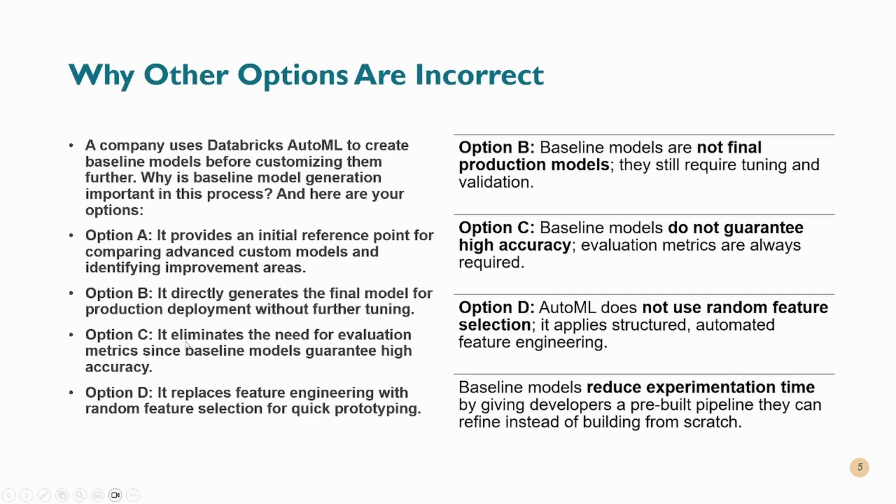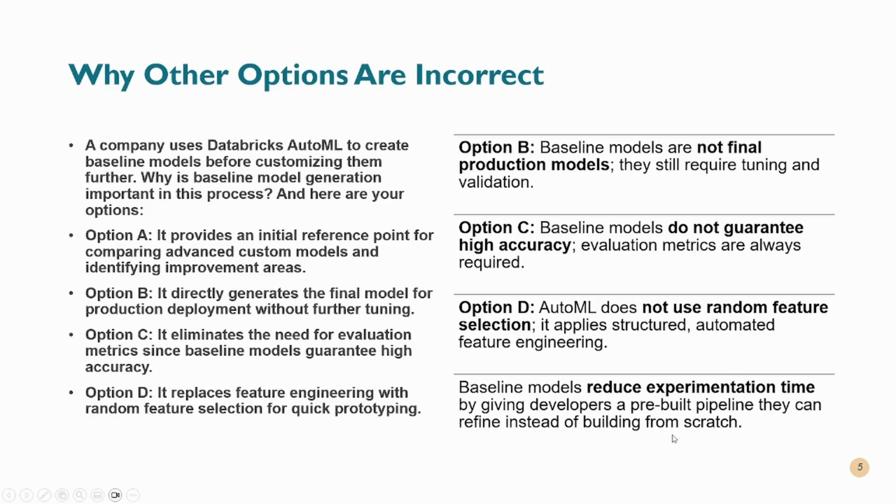Then we have option C, which suggests that baseline models somehow eliminate the need for evaluation metrics. That one's a big no. You always need evaluation metrics. Baseline models don't guarantee high accuracy. They just give you a starting point. And what about option D? Random feature selection? Nope. AutoML actually performs systematic feature engineering. It's not tossing in random features and hoping for the best. It's using smart heuristics and pre-processing steps to build a pipeline that makes sense.